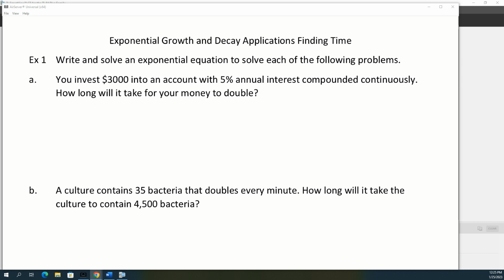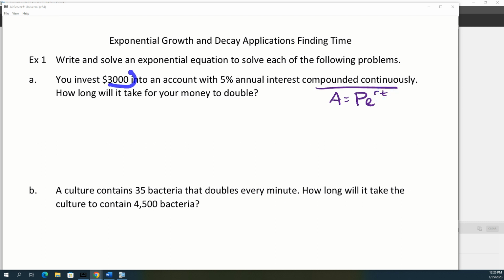So on example 1a, you invest $3,000 into an account with 5% annual interest compounded continuously. The continuously compounded interest formula is A equals P e to the rt. So jot that down, please. And the question is, how long will it take your money to double? What we're looking for today is always going to be the t. That's what we're going to want to know.